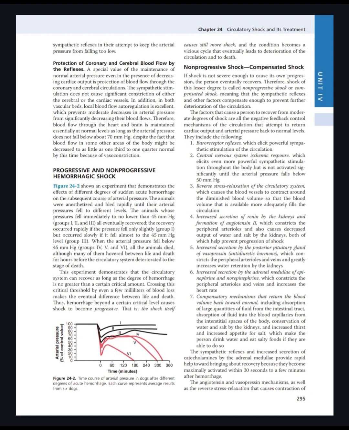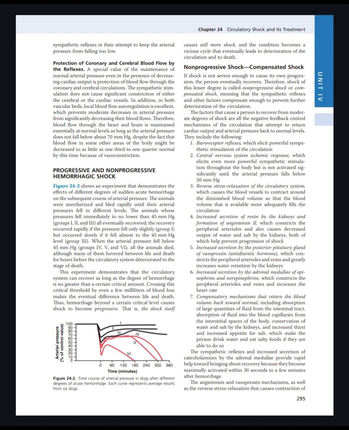50 millimeters of mercury; reverse stress relaxation of the circulatory system, which causes the blood vessels to contract around the diminished blood volume, so that the available blood volume more adequately fills the circulation; increased secretion of renin by the kidneys and formation of angiotensin 2, which constricts the arterioles and causes decreased output of water and salt; increased secretion by the posterior pituitary gland of vasopressin, ADH, which constricts the arterioles and veins and greatly increases water retention by the kidneys; increased secretion by the adrenal medulla of epinephrine and norepinephrine, which constrict the peripheral arterioles and veins and increase the heart rate.